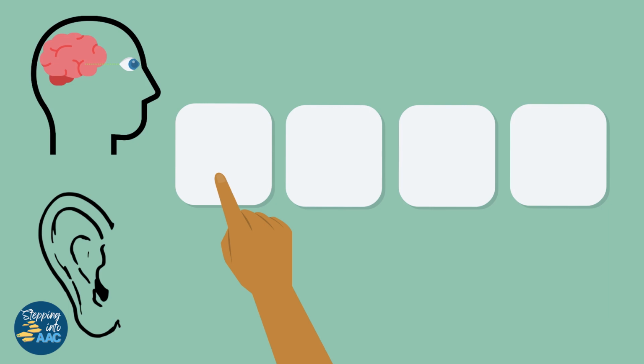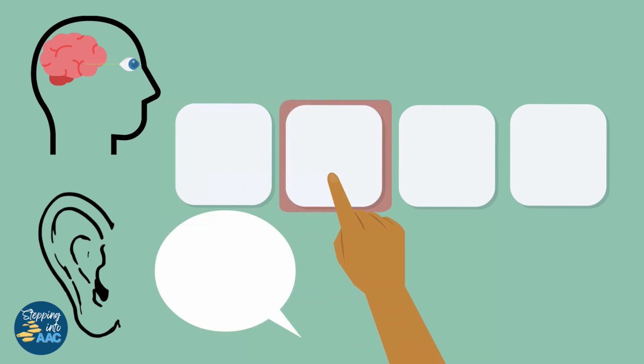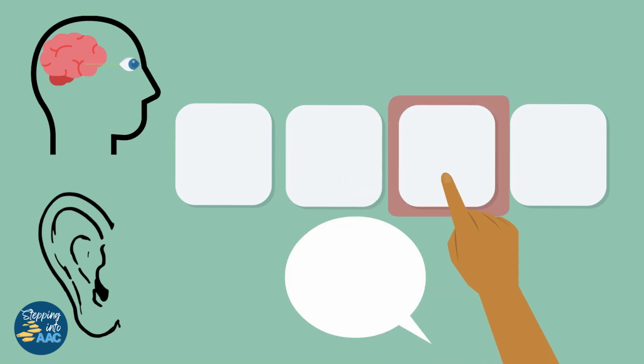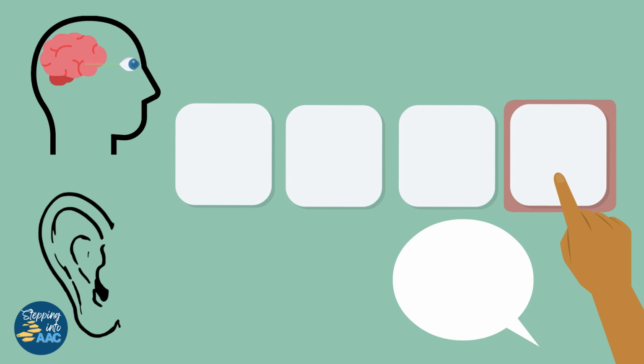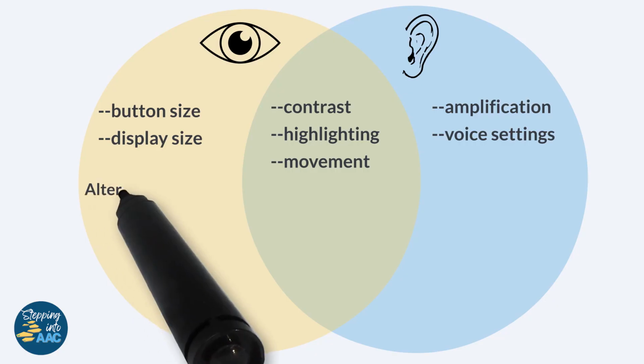Scanning with an auditory cue may be helpful for a learner with vision impairment. This could be through partner-assisted scanning, where the communication partner speaks options aloud, or an auditory scanning setting on a high-tech AAC device.